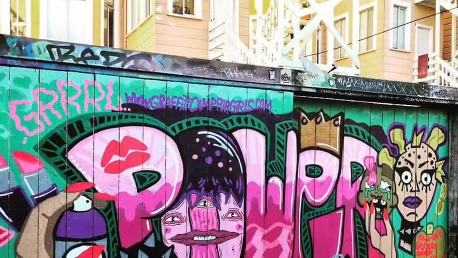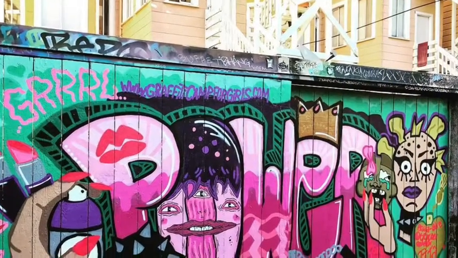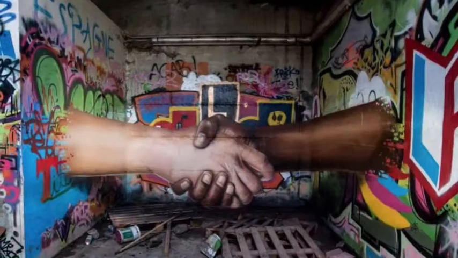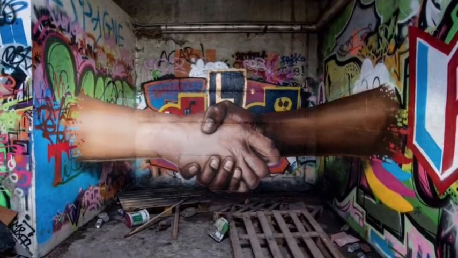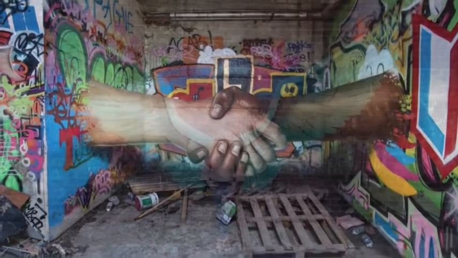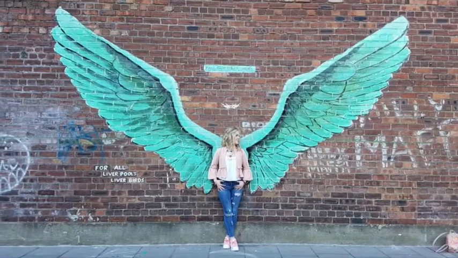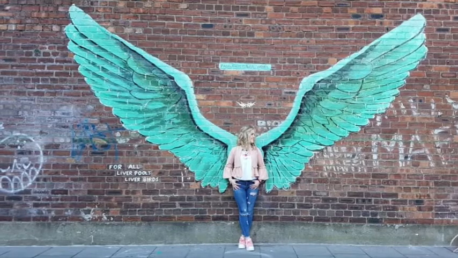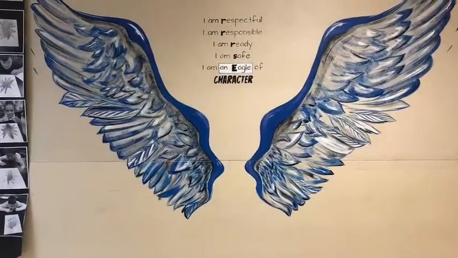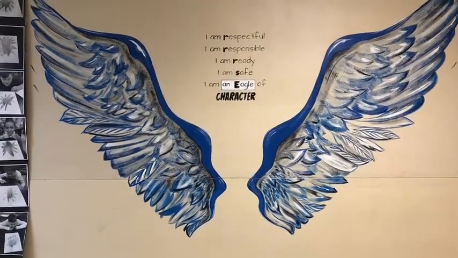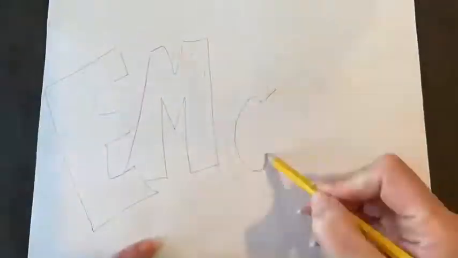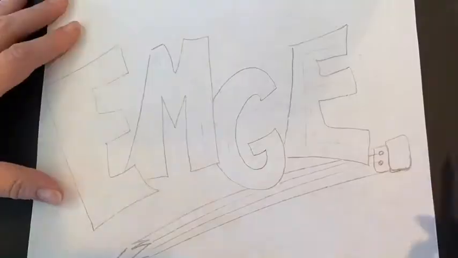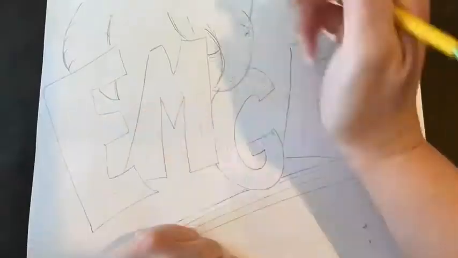When we think of graffiti, we think of words and we think of symbols. Here you have girl power. Now with the internet, illusion art has become super popular. And of course, interactive murals as well. Here we have the famous wings. Does anyone recognize these wings? I am respectful, I am responsible, I am ready, I am safe, I am an eagle of character. And that's what we believe here at MG.